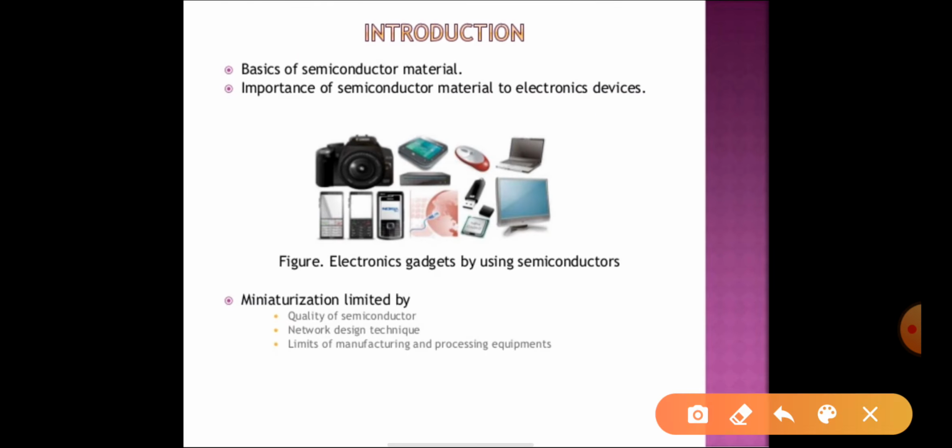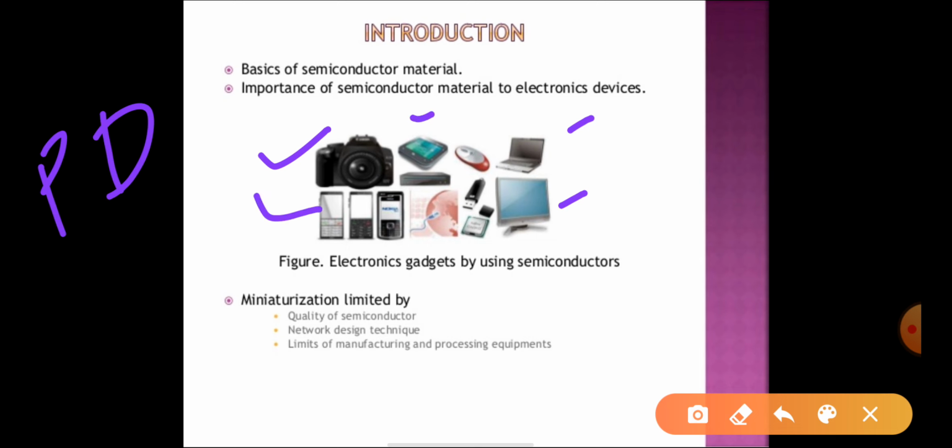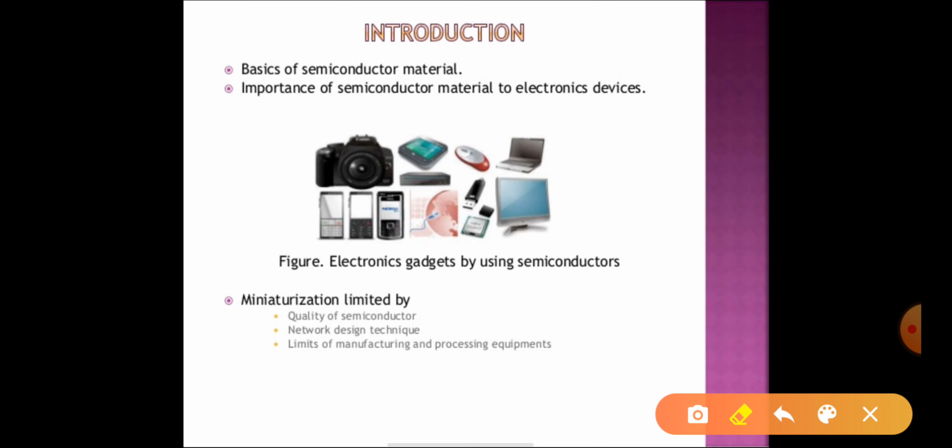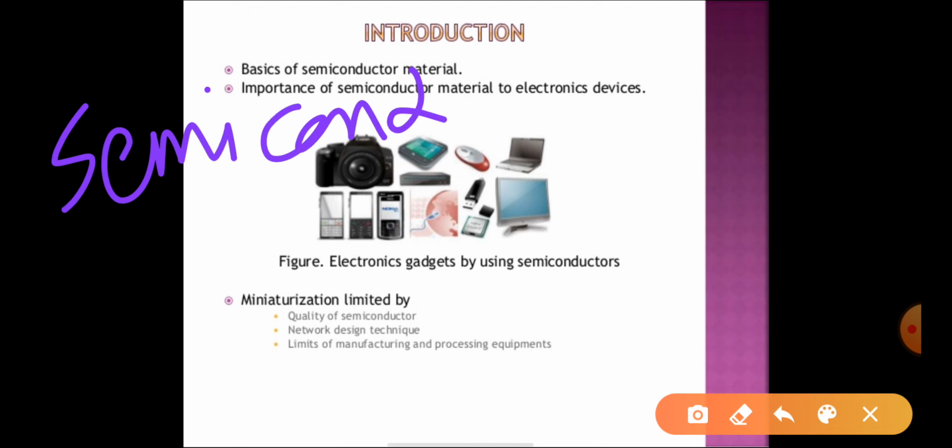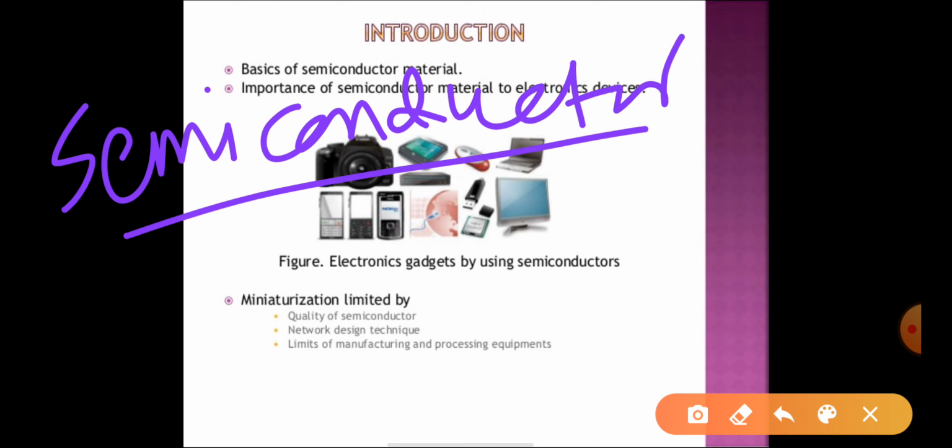We'll start with this. We know that every electronic component, for example a camera, a laptop, a monitor, some flash devices like your pen drive, mobile smartphones, storage devices, a mouse, and a device called a microprocessor. These are all made up of what? Semiconductor material.